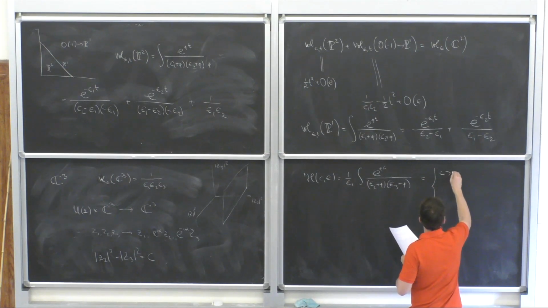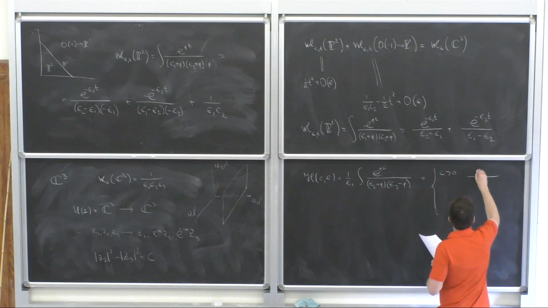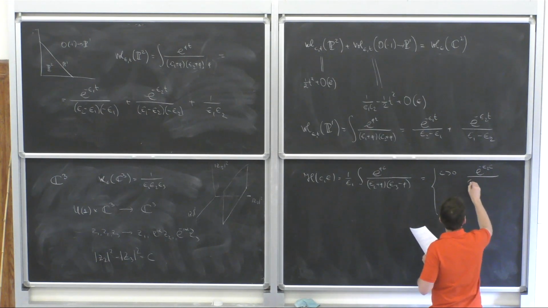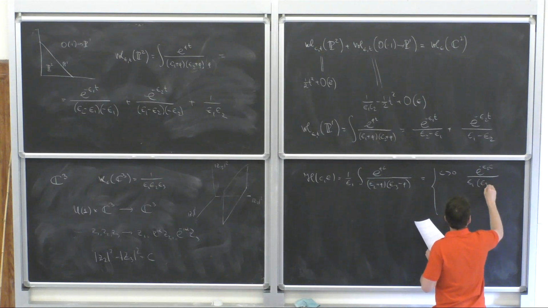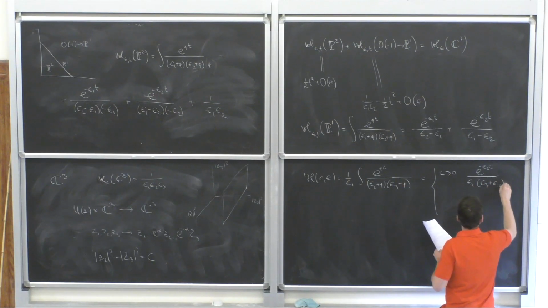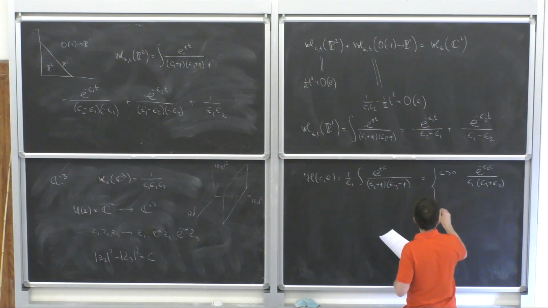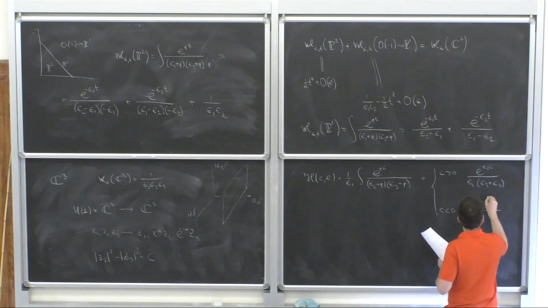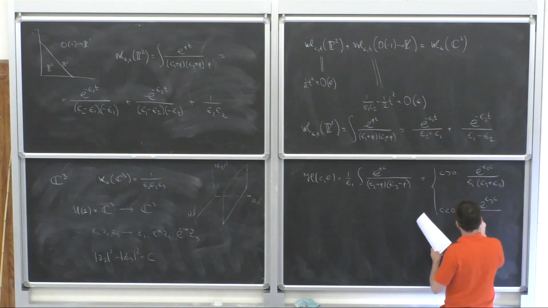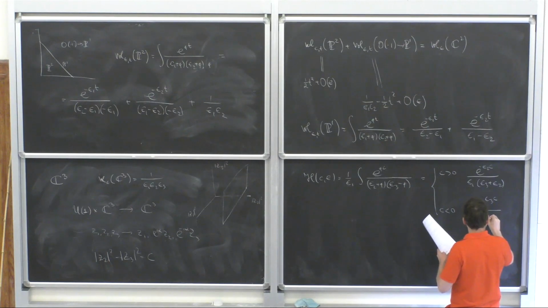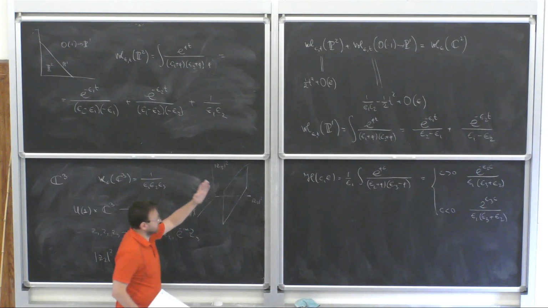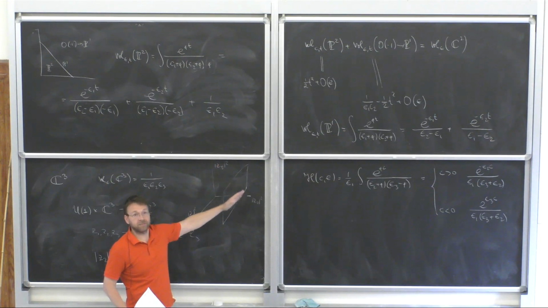So for C positive, you will get something like this: E to the minus epsilon 2 C, epsilon 1, epsilon 3 plus epsilon 2. And then for C negative, you will get E to the epsilon 3 C, epsilon 1, epsilon 3 plus epsilon 2. So this is an equivariant volume corresponding to this plane, or to the Calabi-Yau twofold.